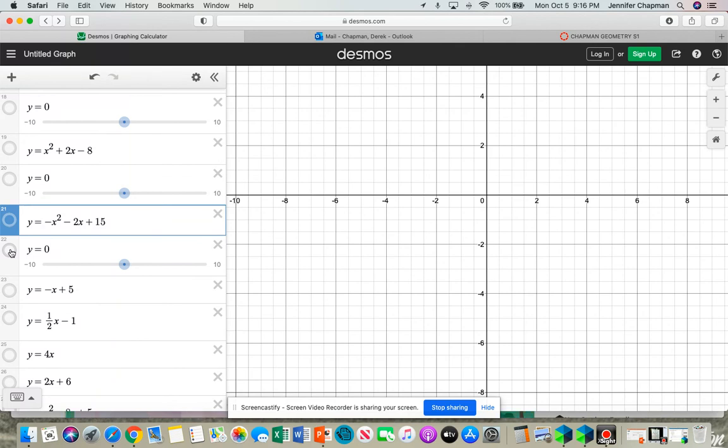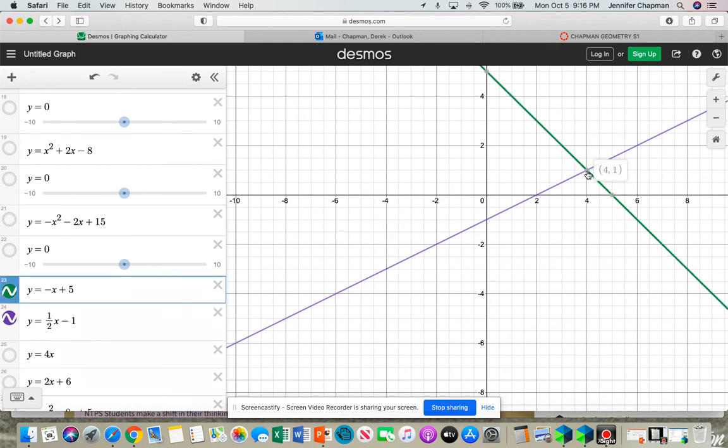Number 20, -x plus 5 is less than 1/2 x minus 1. So I'm going to keep the parts of my green function that are less than my purple function. Here's where they cross at (4, 1), and you can see every x value to the right of that. As soon as you pass x equals 4, that's where my green function is less than the purple function, right?